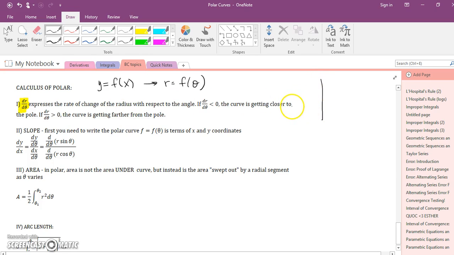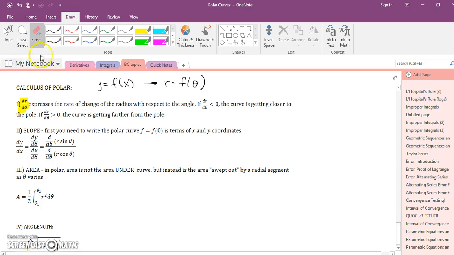So if dr d theta is negative, then the curve is getting closer to the pole. That would look something like this, getting closer to the pole. If dr d theta is positive, as I rotate, remember we're always rotating here, then I would be getting further away from the pole, something like that. So our radiuses, we're getting further and further from the pole.